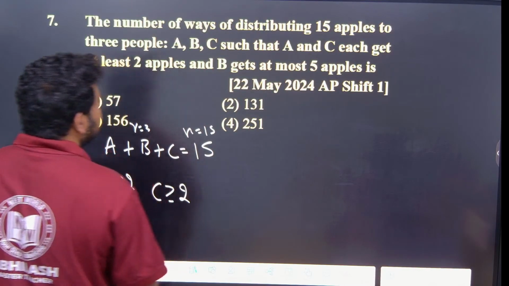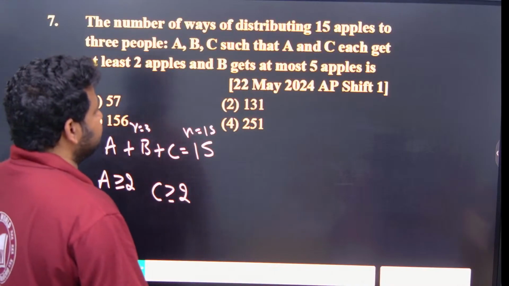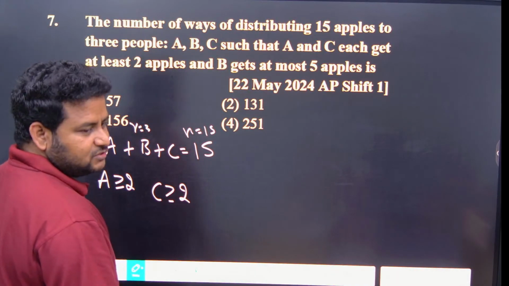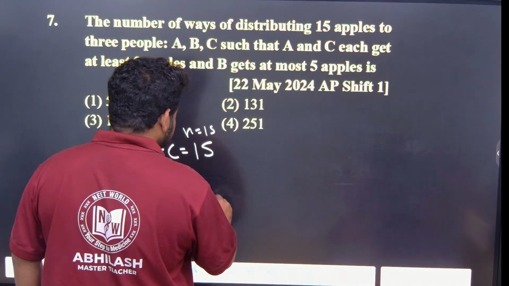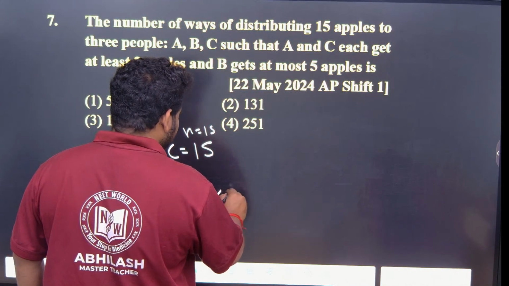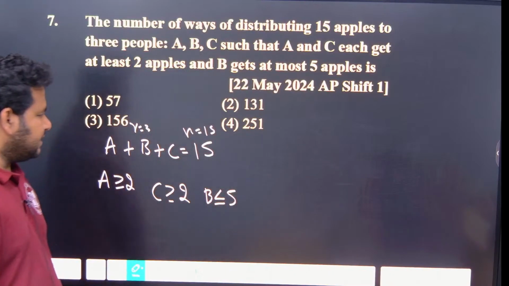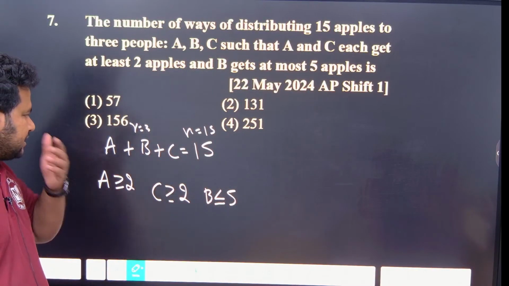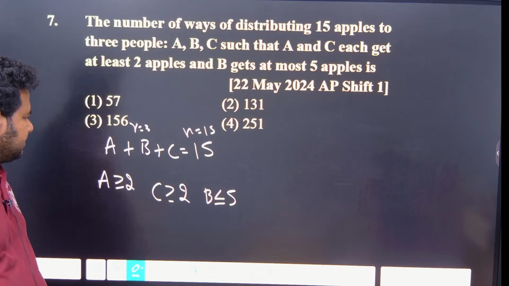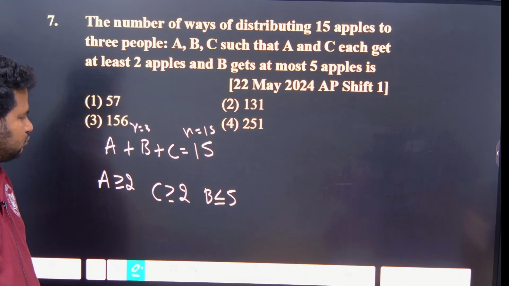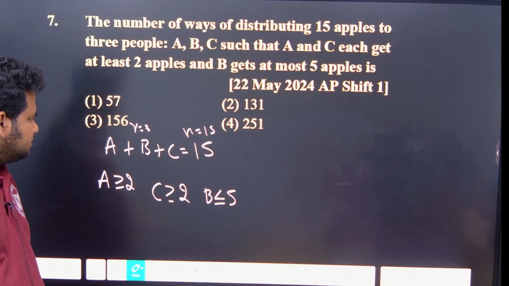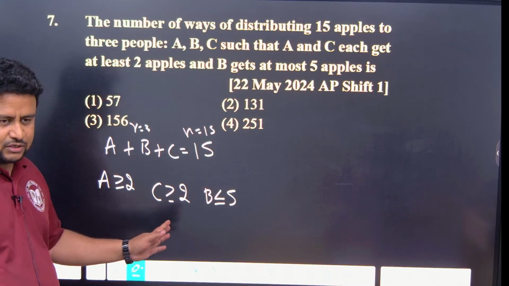What about B? B gets at most 5 apples. So B should be less than or equal to 5. Okay, now how to write this? B should be less than or equal to 5, they are telling.